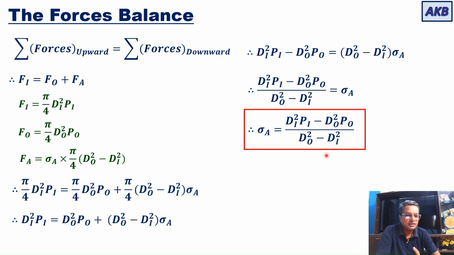And this equation, for our analysis we had considered the upper half of the cylinder. So in the upper half of the cylinder, the axial or longitudinal stress that is induced is given by this equation: sigma A is equal to di square into pi minus dO square into Po divided by dO square minus di square. So with this, I end my discussion. At the end of my discussion, I have told you how to get an equation for the axial stress that gets induced in the wall of a high pressure vessel.